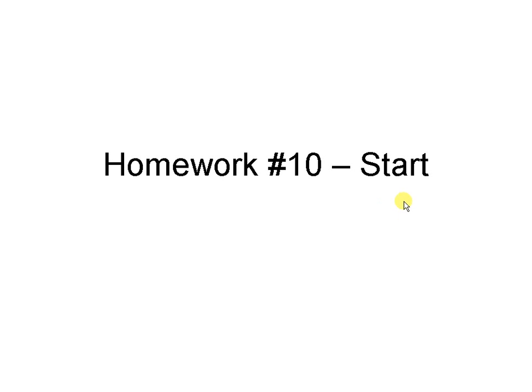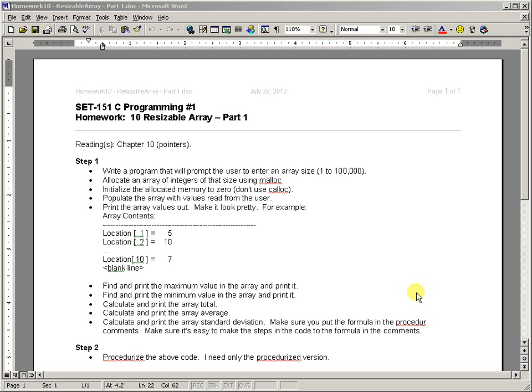This is the getting started video for homework number 10. Basically, you're going to write a program that prompts the user to enter a size from 1 to 100,000, and then you are going to allocate an array of integers of that size using the malloc function. Then you're going to initialize the allocated memory to 0. Now don't use calloc, you've got to use malloc.